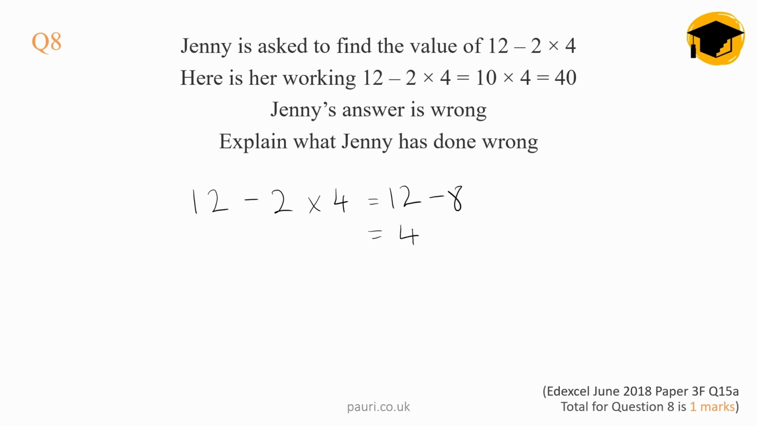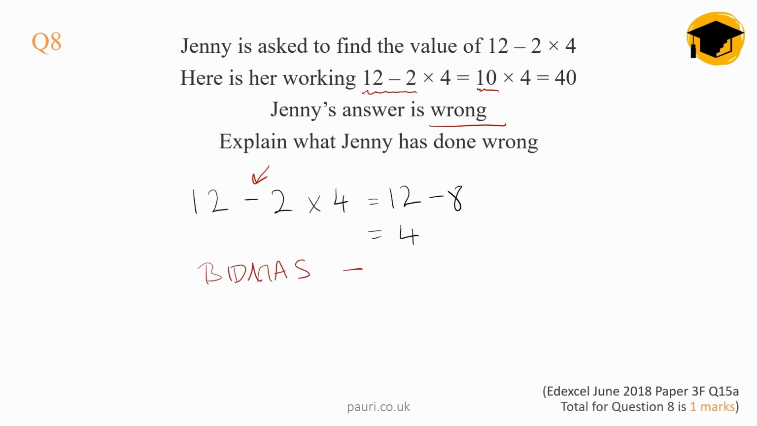Okay, here is her working. 12 minus 2 times 4, which is the question. It looks like she has done 12 minus 2, and that's how she's got 10. So she has done the subtraction first. Jenny's answer is wrong. Yes. Explain what Jenny has done wrong. So Jenny hasn't used BIDMAS.